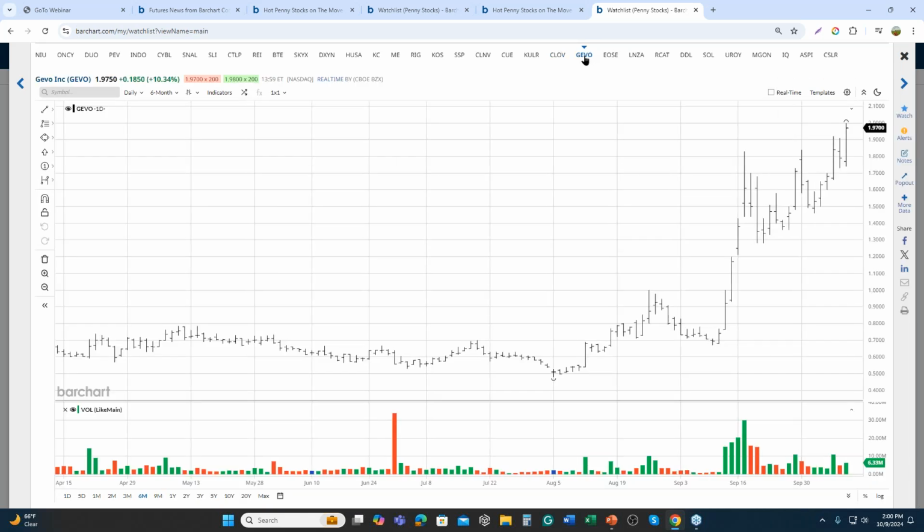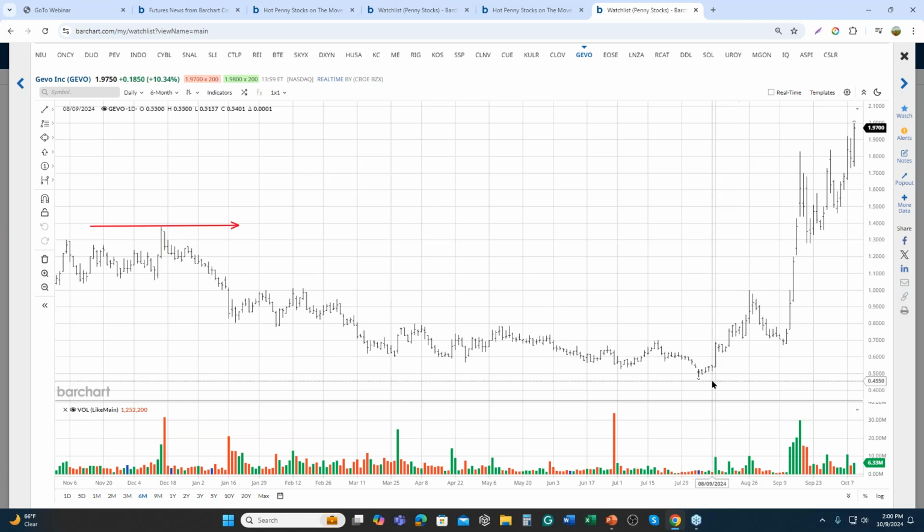Here is that GEVO. We saw that that was one of the stocks that had a large alpha in price movement in the short term. Again, look at this, right? A little bit of an impulse, support, impulse, support, right? This would be a great candidate.